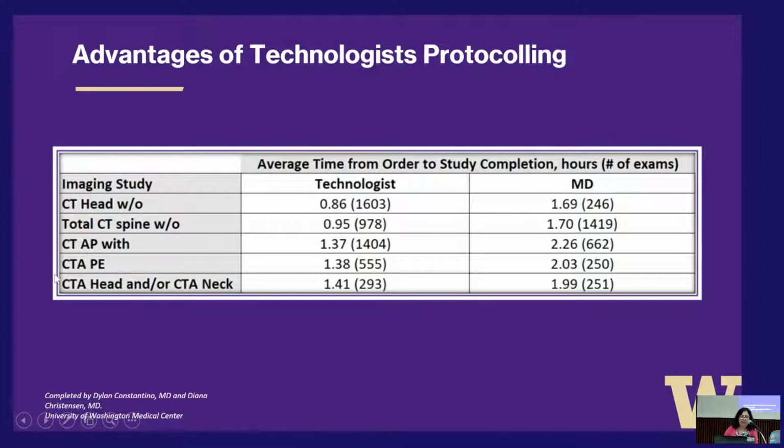So here is the study. Here is the technologists' amount of time they took from order to study completion, number of exams, and this is for the MD. So the techs are very fast, and here's the number of protocols that they protocoled. So 0.86 compared to 1.69. As I said, no offense meant to the radiologists, but they have many things going on, and they take much longer to protocol than the technologist does.